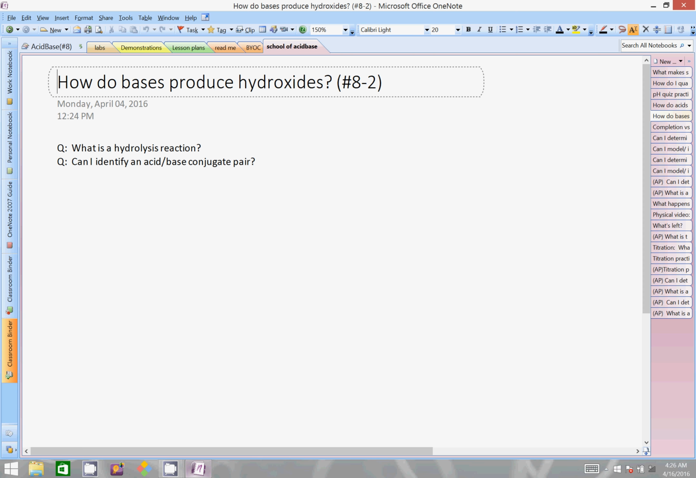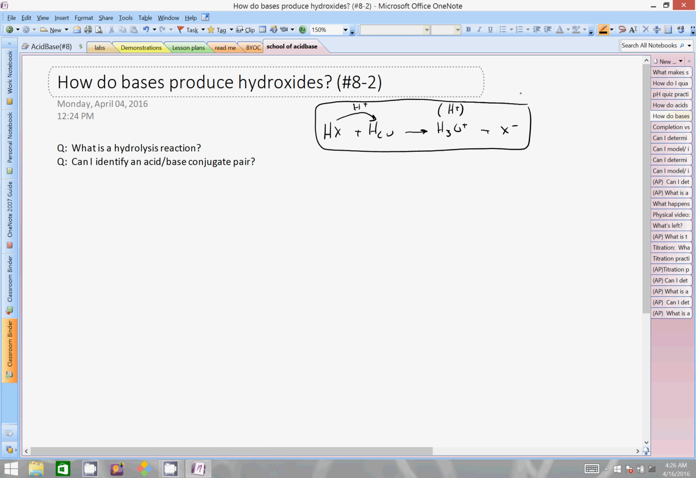Last time we talked about how acids produce hydronium, or H3O plus ions. We mentioned that they go through a reaction. Every acid reacts with water to give it an H plus ion, a donator, and then this reacts to produce H3O plus ions, which is sometimes written as H plus because it was mislabeled for many, many years, and then X negative. This is called the hydrolysis equation for acids.